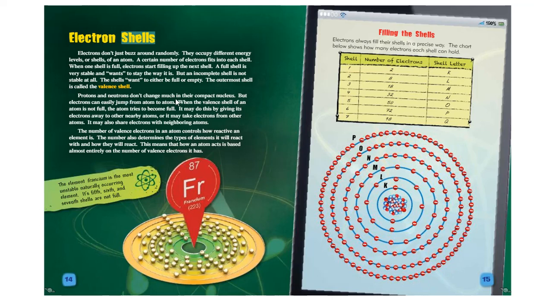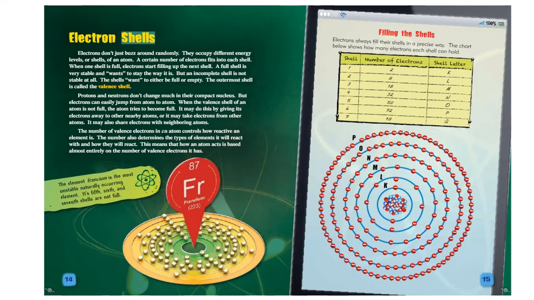Protons and neutrons don't change much in their compact nucleus, but electrons can easily jump from atom to atom. When the valence shell of an atom is not full, the atom tries to become full. It may do this by giving its electrons away to other nearby atoms, or it may take electrons from other atoms. They may also share electrons with neighboring atoms. So atoms might give or take or even share their electrons in order for their shells to be balanced or full.